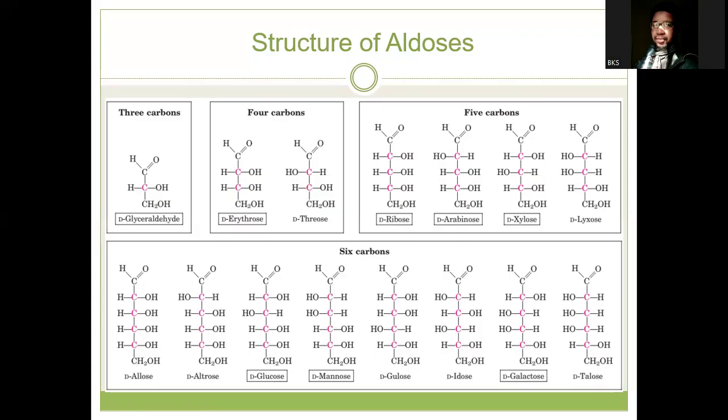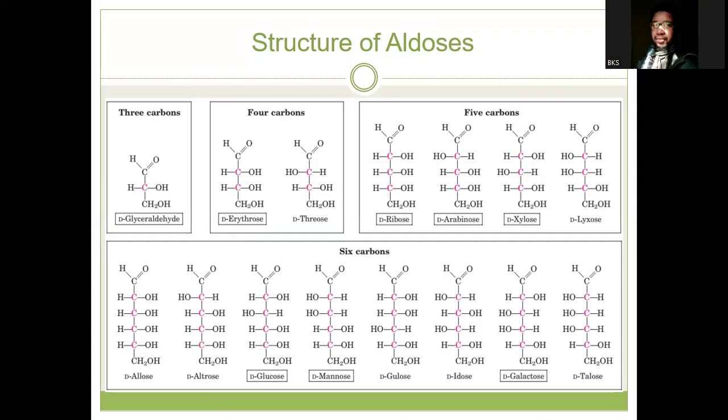2 of them are in D, they are called erythrose and threose, while the other ones are L-erythrose and L-threose. Likewise, in the case of 5 carbon, we also have 8. The 4 of them are D-ribose, D-arabinose, D-xylose, and D-lyxose, while the L forms of these make up the other 4. So in the case of 6 carbon, we have 16. 8 of them are D, which include D-allose, D-altrose, D-glucose.